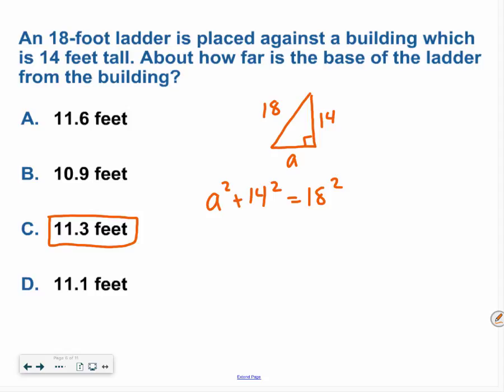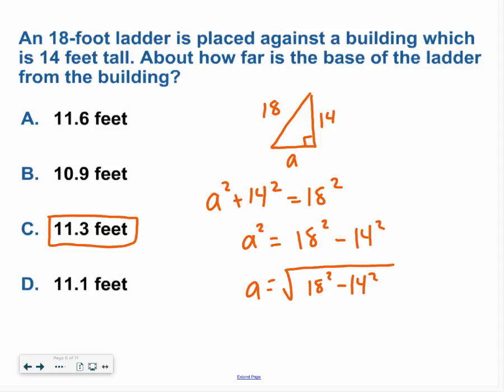And from there, you would move things around, you'd have a squared equals 18 squared minus 14 squared. I don't have a calculator on me right now, so I'm not calculating that out, but those are each a number. So if you say a equals the square root of whatever 18 squared minus 14 squared is, you should end up with that 11.3 feet. So that one involved solving a couple more steps where you had to get a by itself, because in the last examples, c was already by itself, but this time we had to get our variable by itself.